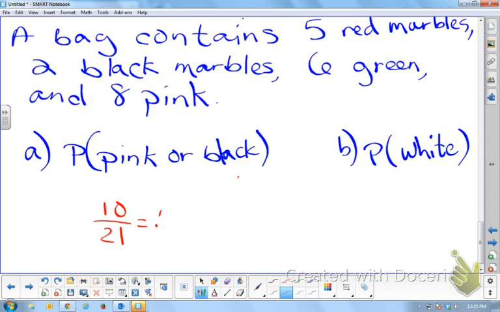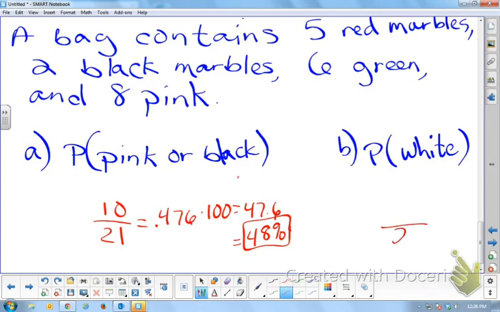it's 0.476. We want to change that to a percent, so we multiply it by 100, which gives us 47.6. We're going to round to the nearest whole number though, so we're going to say 48%. We have a 48% chance of getting a pink or black marble. Part B, getting the probability of a white marble. Well, the denominator would still be the same, 21. There's 21 total marbles in this bag.